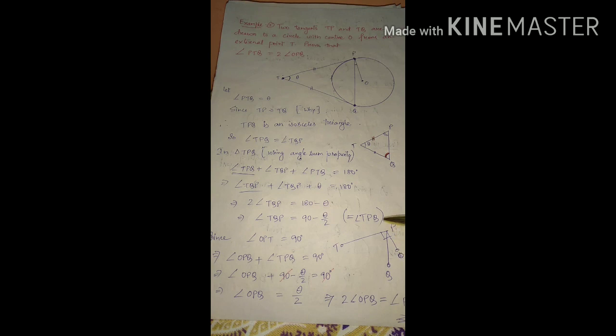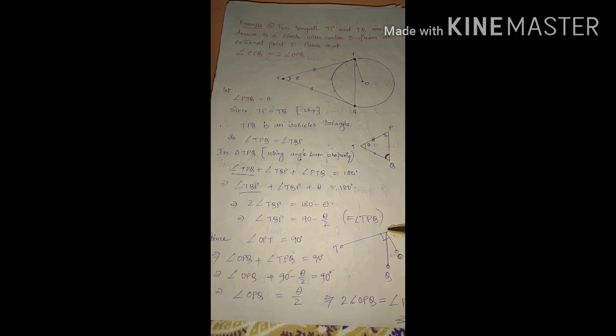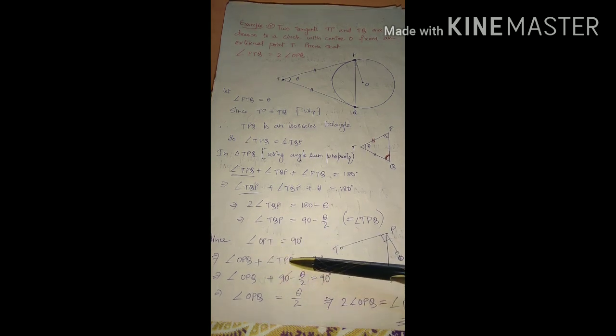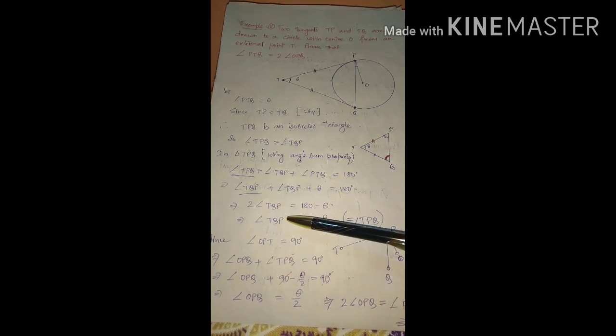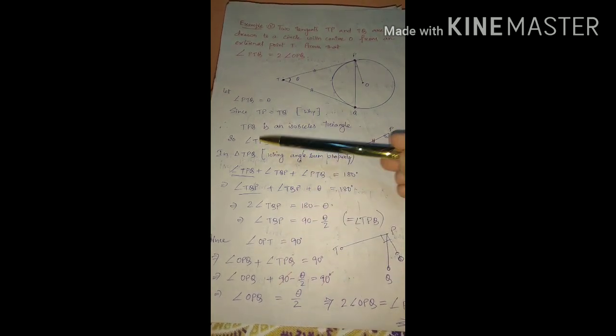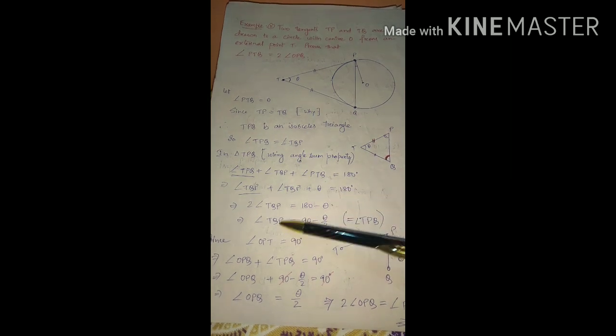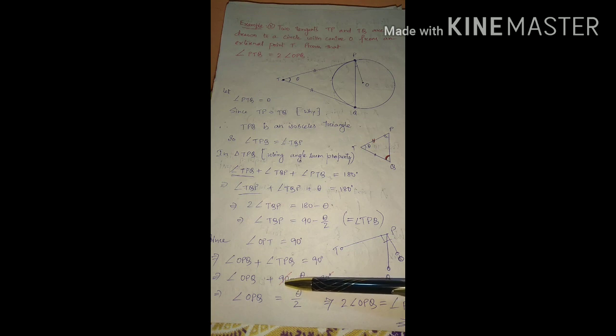Separately the diagram is drawn here. So OPT is 90 degrees. Here we can separate it into two parts, OPQ plus TPQ. The sum of these two is OPT, so we have to write these two results. And since TQP and TPQ are the same, in place of TQP we can also write TPQ. So in place of TPQ we put this value. After that, 90 cancels. If we shift this theta by 2 to the right-hand side, then we get OPQ equals theta by 2.